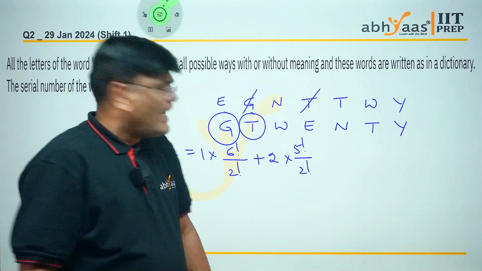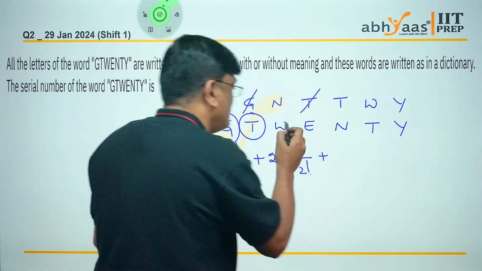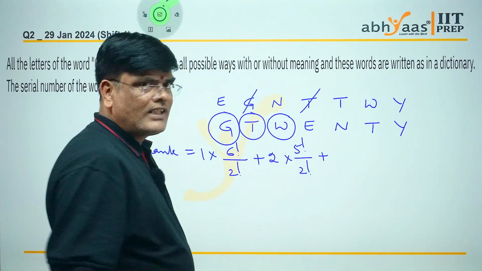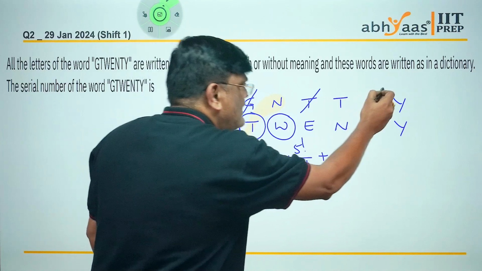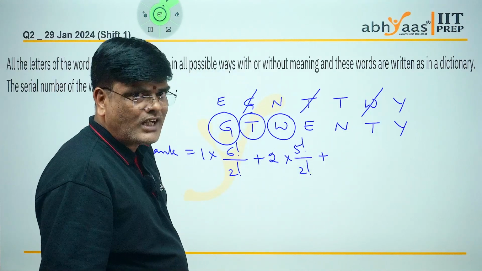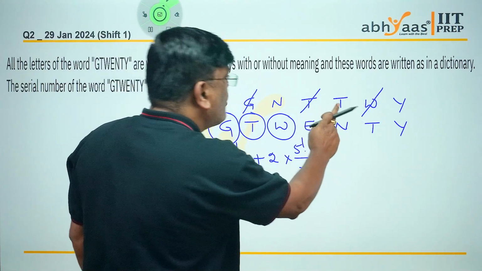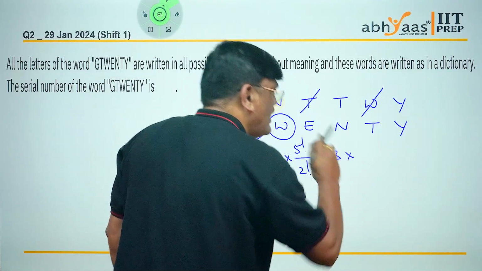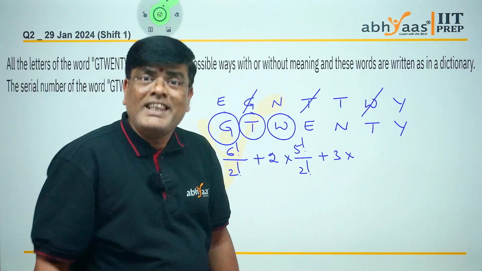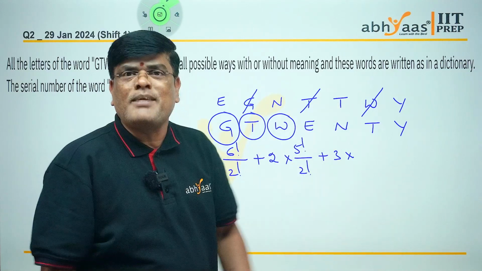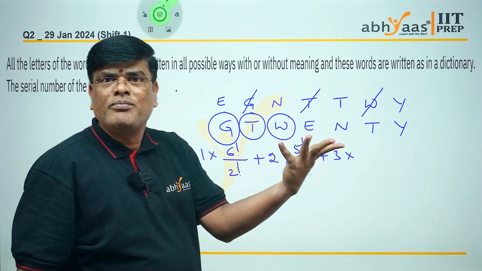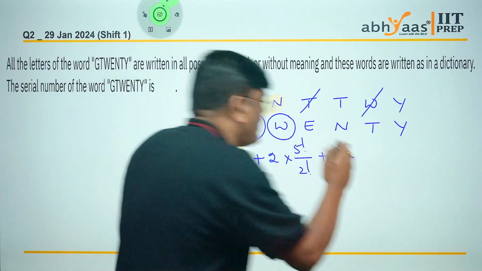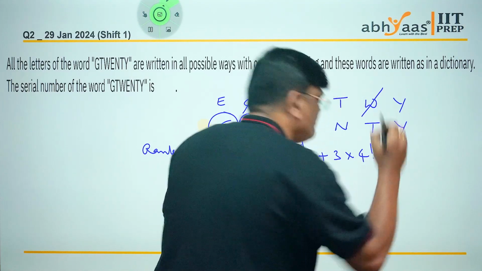Next after that, plus W. I am circling that letter. Next cancel that letter in alphabetical order. Now before W, how many letters are there? 1, 2, 3. Now 3 into, the remaining letters are 4. In that, is any letter repeated, including this? No, all are distinct. So we'll write 4 factorial.